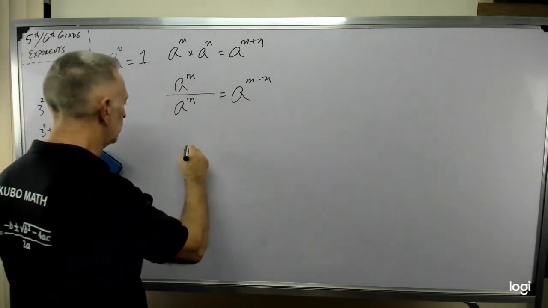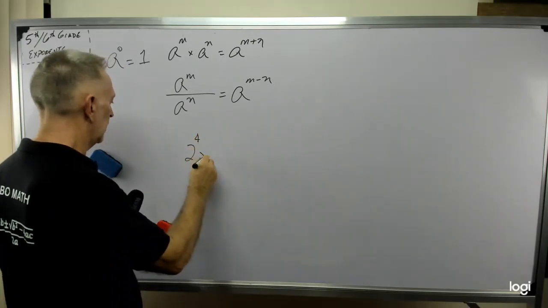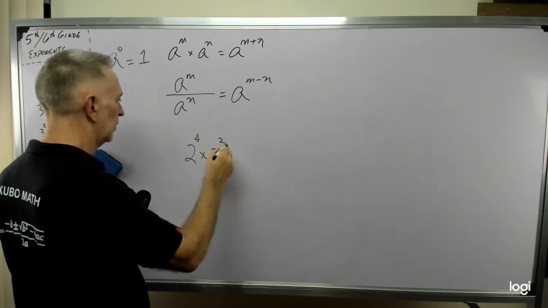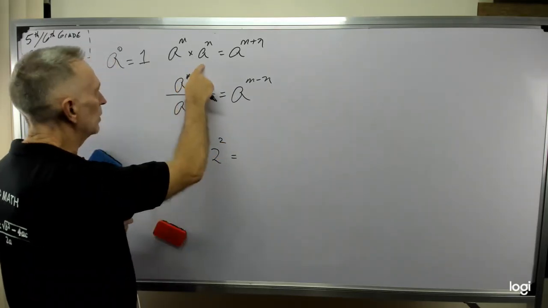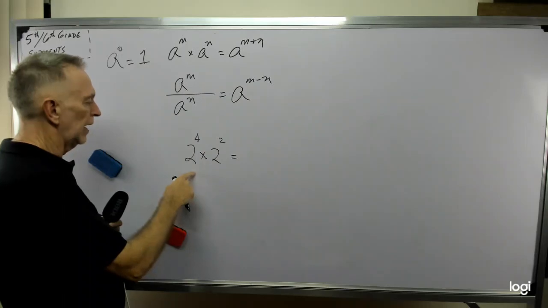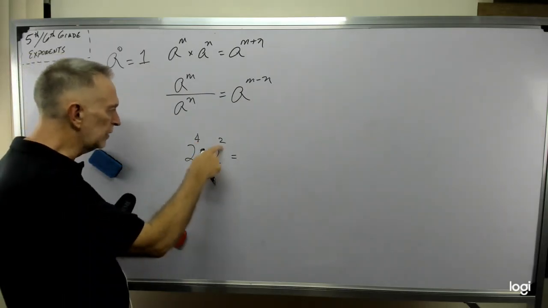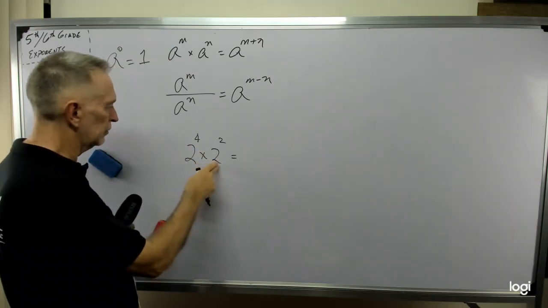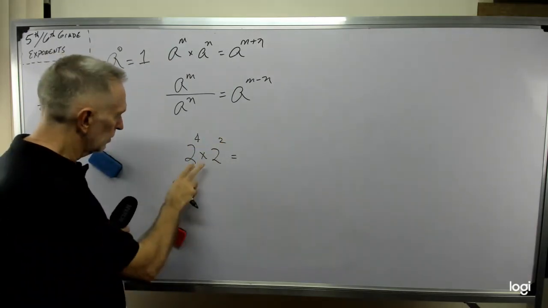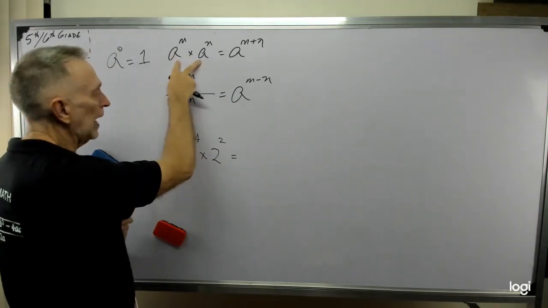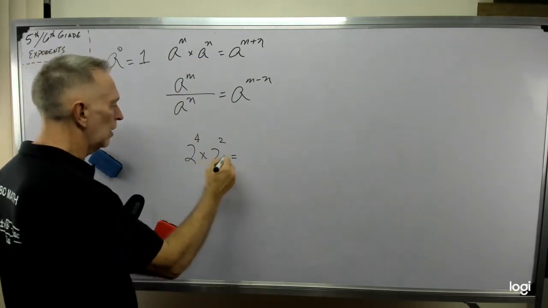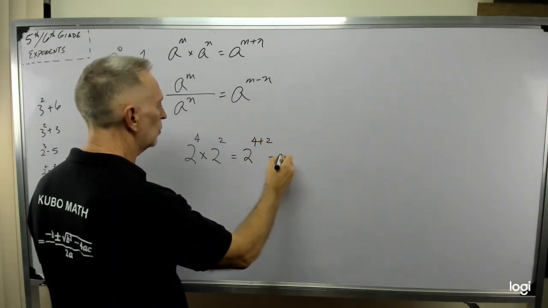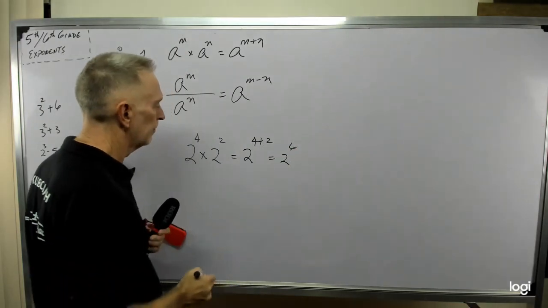All right, 2 to the 4th power times 2 to the 2nd power. Oh, hey, looky here. We have a to the m times a to the n. You'll notice it's not 2 to the 4th times 3 to the 2nd. These numbers are the same, just like a and a are the same. So I can take 2 to the 4 plus 2 equals 2 to the 6th.